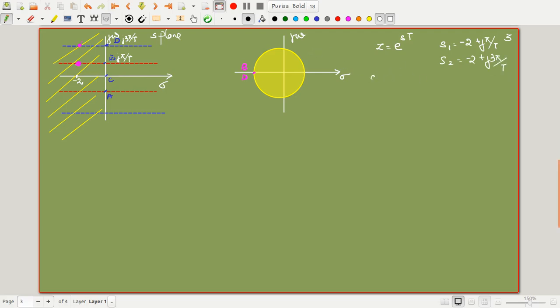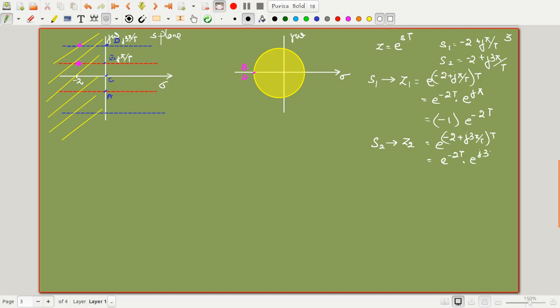Okay, so I can write s1 maps onto z1 equal to e raised to (-2 plus j pi by T) into T. This is equal to e raised to -2T into e raised to j pi. That will be equal to minus 1 into e raised to minus 2T. So what about s2? s2 is e raised to (-2 plus j 3 pi by T) into T. So here we can say this also will be equal to e raised to -2T into e raised to j 3 pi. This will also be equal to minus 1 into e raised to minus 2T.